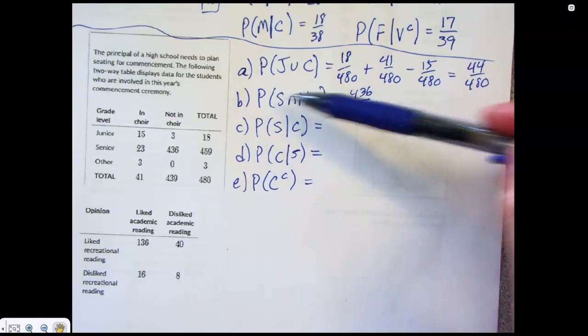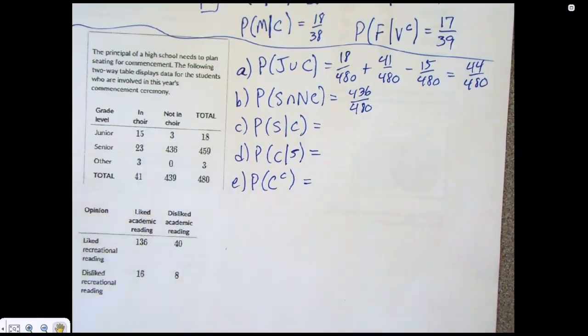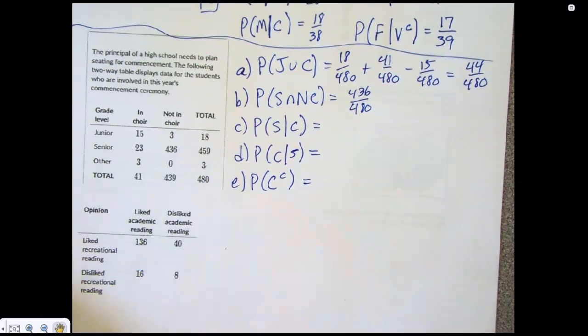B, so senior and no choir. So that's just where they both happen. So that's just this one spot right there. There's no overlap, there's no subtracting out, there's just where did these two things both happen? So you're just reading the chart basically. Don't overthink it.